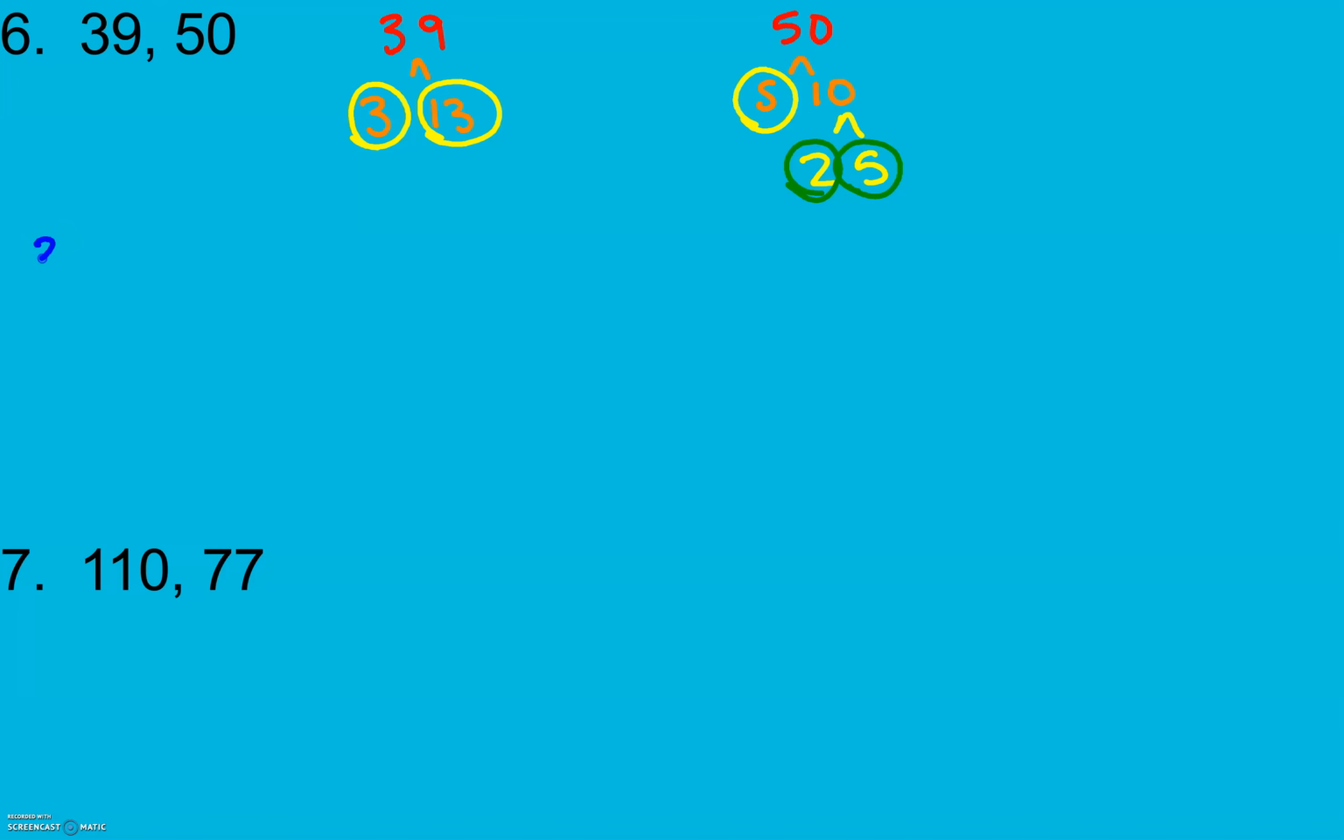So, for 39, we have 3 times 13. And for 50, I have a 2, so I need a 2 column. And 2 5s, so I'm going to make 2 5 columns. And if we look here, none of our columns are full, which means that my greatest common factor is a 1. 1 is always a common factor, which is why we don't always write it, but don't forget about it.